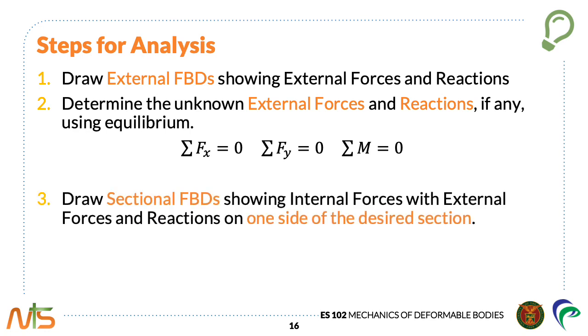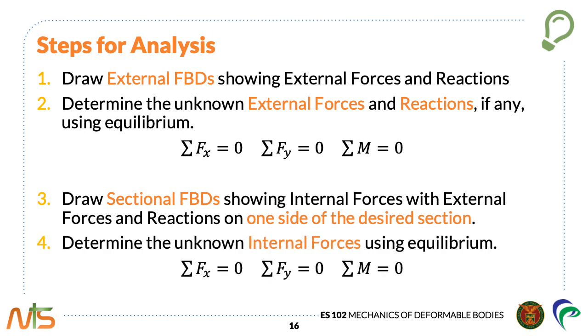Number 3, keep all distributed loadings, couple moments, and forces acting on the member in their exact locations. Then pass an imaginary section through the member perpendicular to its axis at the point where the internal loadings are to be determined. After the section is made, draw a free body diagram of the segment that has the least number of loads on it, and indicate the components of the internal force and couple moment resultants at the cross-section acting in their positive directions according to the established sign convention.